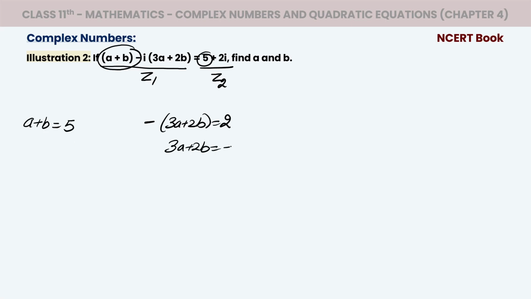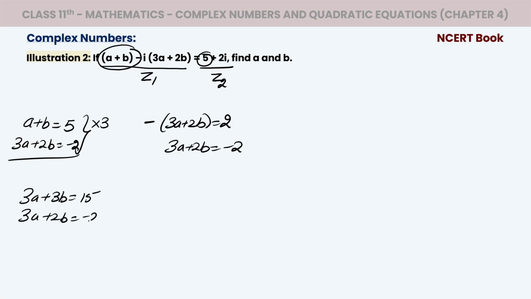Now 3a plus 2b I am writing it equals to minus 2. Now put it here, 3a plus 2b equals to minus 2, right? Now multiply this with the 3, your wish, 3a plus 3b, elimination method लगा रहे हैं हम, 15 and this is 3a plus 2b equals to minus 2. Now solve, subtract it, right? 3a minus 3a cancel, 3b minus 2b is equal to b, 15 और यहाँ पर minus 2 है ना, तो ये प्लस हो जाएगा, 15 plus 2 that is equals to 17.